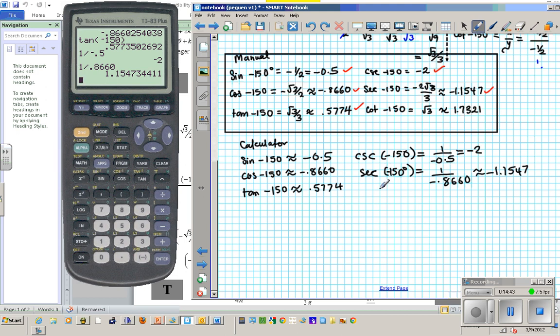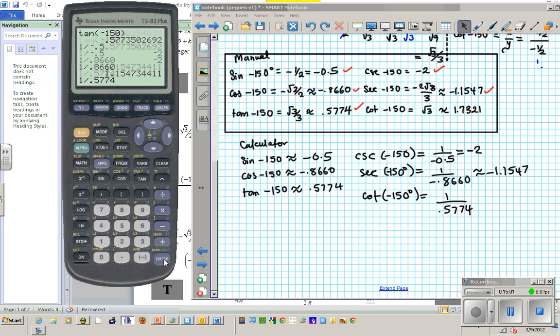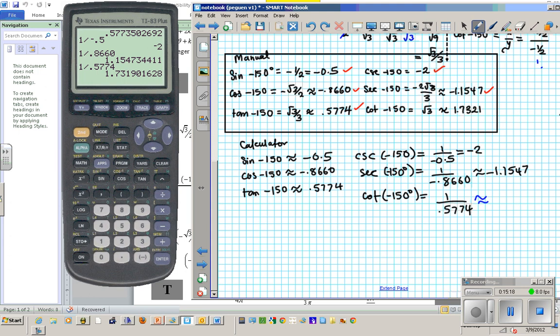And last but not the least is cotangent. Cotangent negative 150 is going to be 1 over this answer right here, 1 over 0.5774. So we're going to do 1 divided by 0.5774, and it's 1.73. It's close though. So approximately 1.732. Okay, so that's good enough.